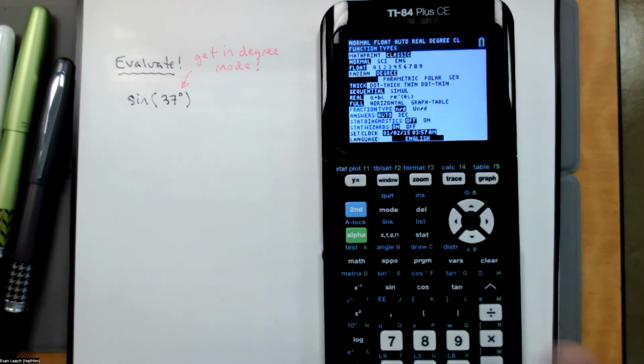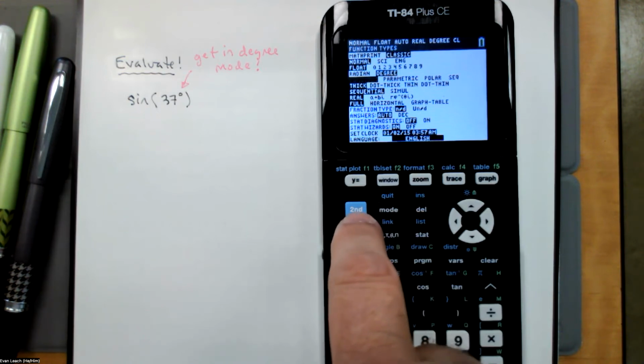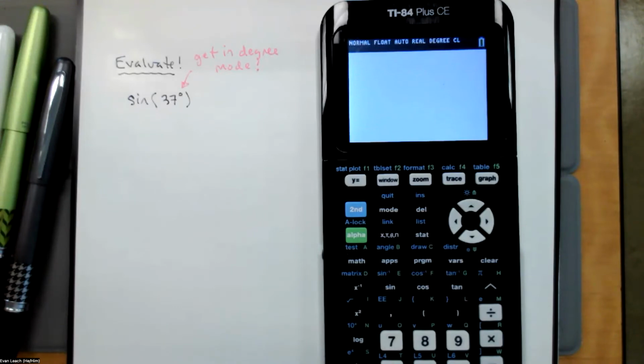Now that we got the right mode, we can quit. So the quit is in blue. So that's the second function of the button. So press second and then quit, and you're back to the home screen.